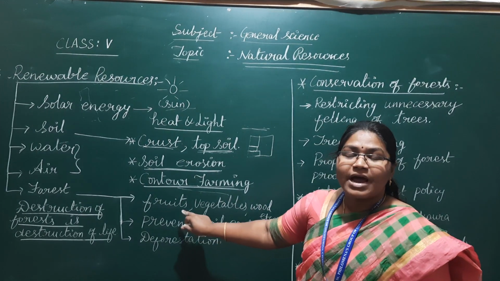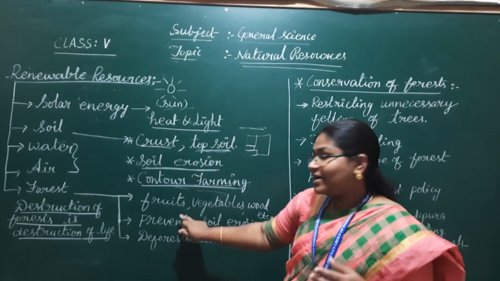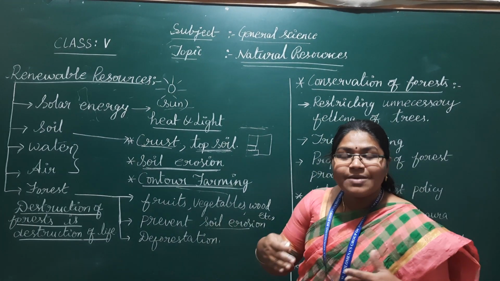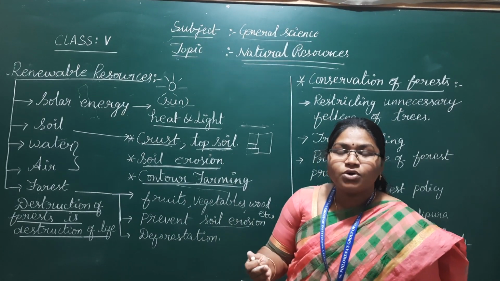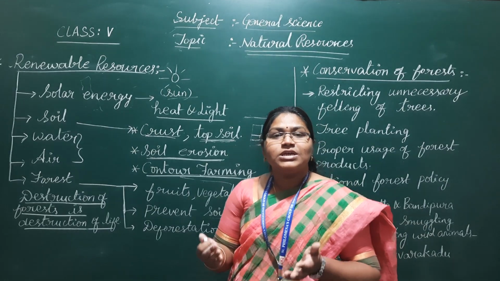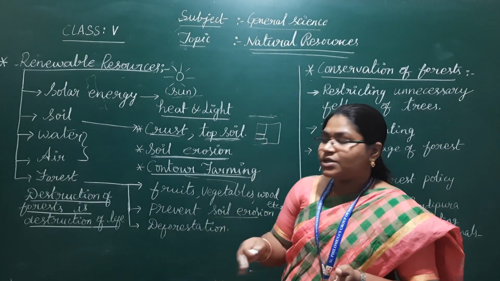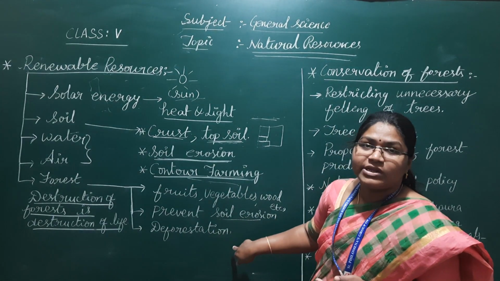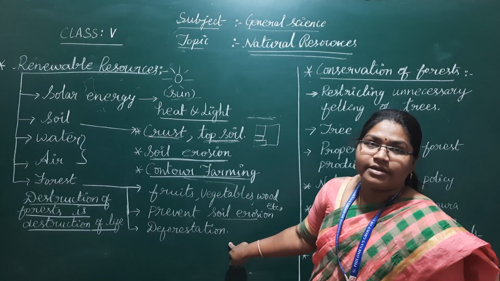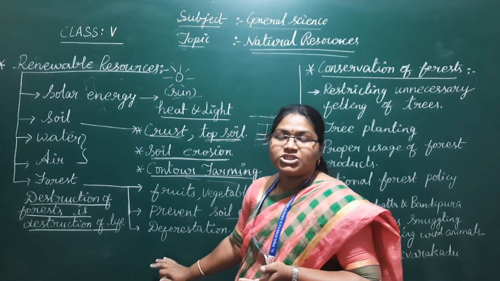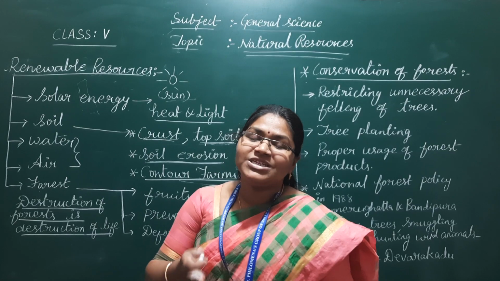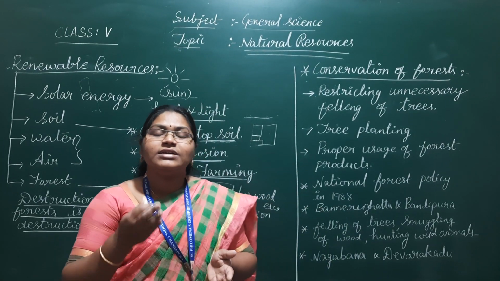Not only that, forest can prevent soil erosion. With so many plants growing, even if so many storms and cyclones come, you can prevent soil erosion because so many plants are there. Okay, next, deforestation, which I already told you. Deforestation means unnecessarily cutting down the trees.